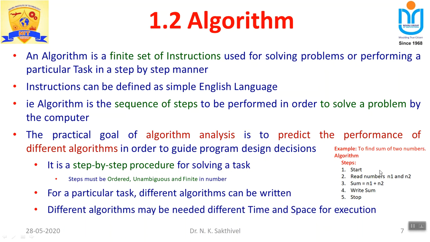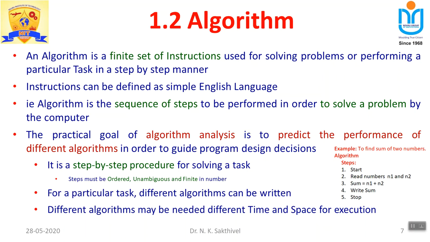And not only that, these statements should be ordered, unambiguous and finite. Ordered means it is a sequence, and unambiguous means no confusion, clear-cut input. That means after this instruction, which instruction is to be executed next. Like this, a proper sequence has to be given. That's the reason why it is called ordered, unambiguous, and finite in number. See the example so that you can understand. All the statements execute one by one and you will get the result. So this is the idea about an algorithm.